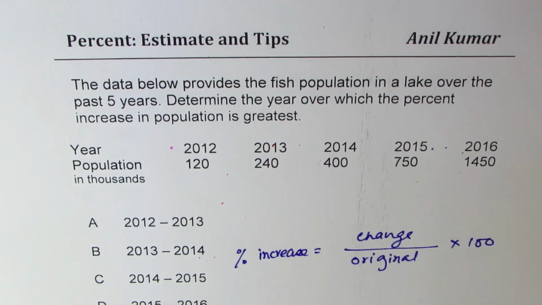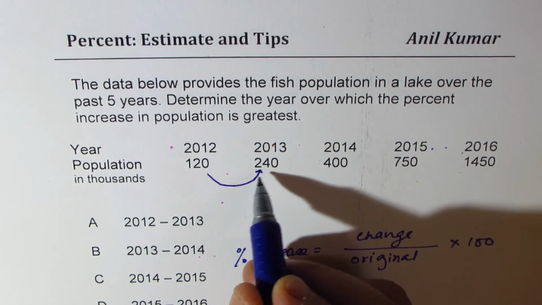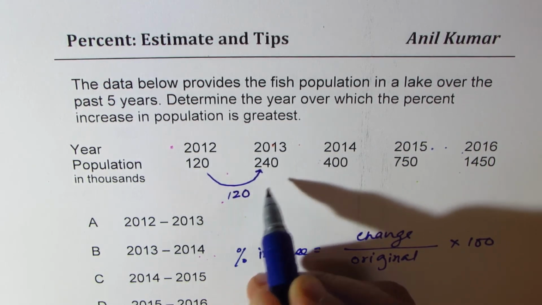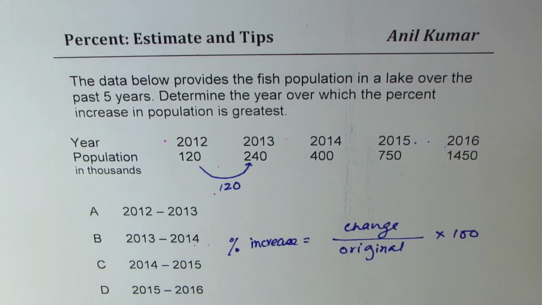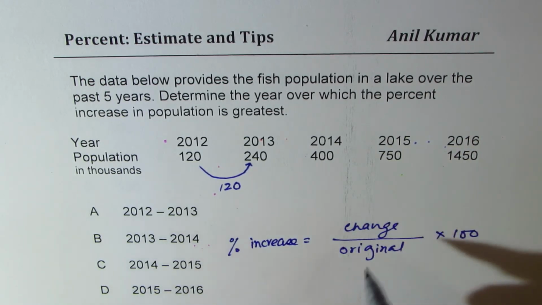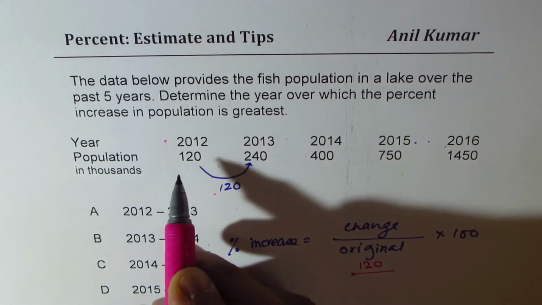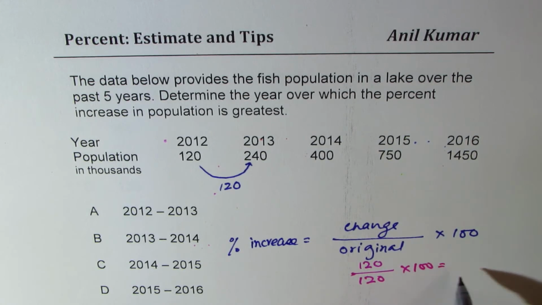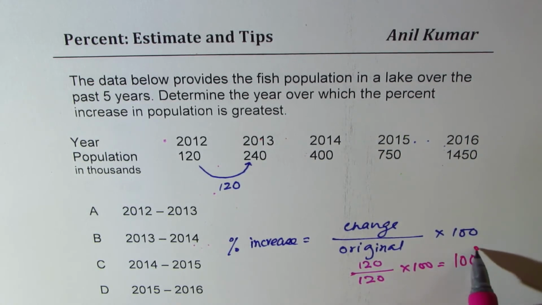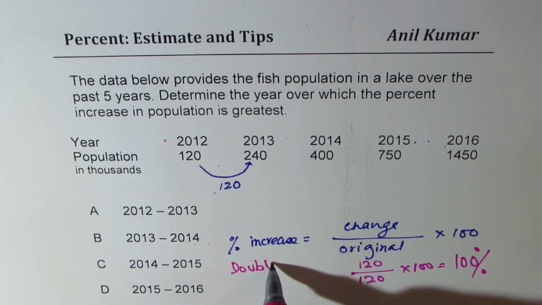Now if you see the change here, it becomes 2 times. The difference is 120. Do you see that? Analyze this situation. Change is 120. That means percent increase is how much? So in this case, change is 120. So it could be written as 120 over original amount, times 100. So it is 100%. Do you see that? So doubling means 100%.